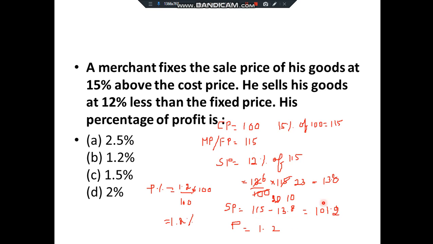Our question is percentage of profit. Profit percentage we'll have to find. So we know cost price, selling price and marked price. So it is easy, right? First find the profit. That is the difference between cost price and selling price. You get 1.2. Okay. Out of 100, right? Profit divided by cost price 100 into 100, when you cancel it out the answer would be 1.2%.